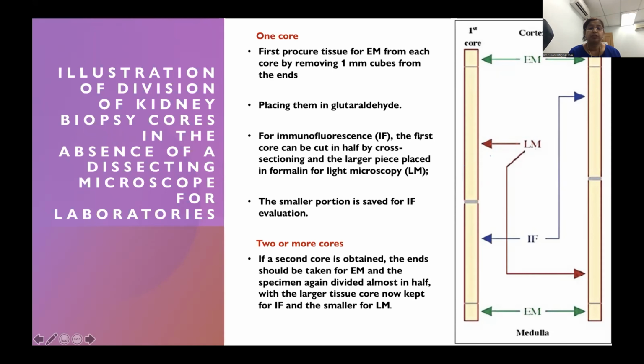And then for immunofluorescence, the first core can be cut into half. So you have a cut here. The larger piece is sent for light microscopy, and the smaller piece is sent for IF. When you have two cores, if the second core is obtained, the ends of the core are again taken for EM, and when you divide them, the larger piece now will go for IF, and the smaller piece will go for light microscopy. Now, this is just a guide on how you want to procure the tissue for those centers who actually receive the tissue, and you will need to do this sectioning yourself.